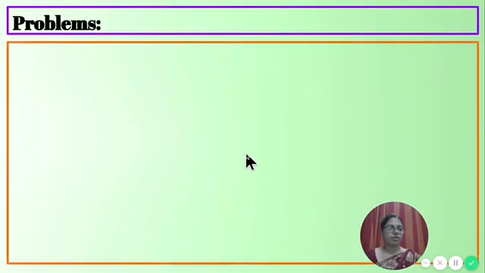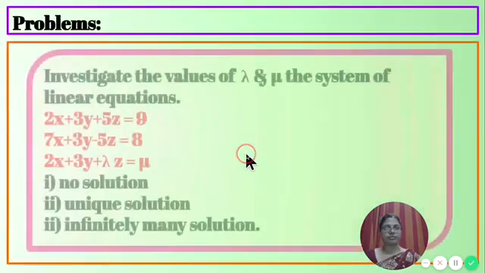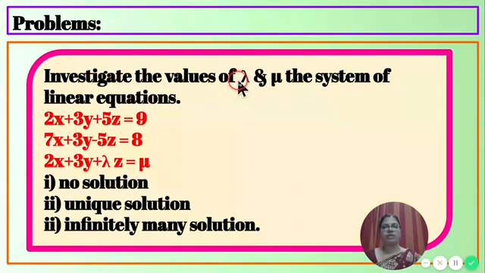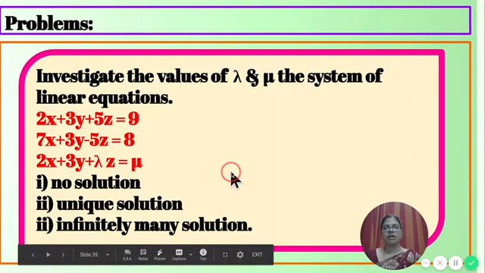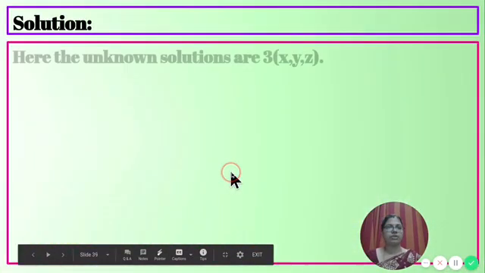Let us see another problem. Investigate the values of lambda and mu for the system of linear equations: 2x + 3y + 5z = 9, 7x + 3y - 5z = 8, 2x + 3y + lambda z = mu. As we saw in the last problem, we have 3 cases: no solution, unique solution, and infinitely many solutions. Let us see how to do this.